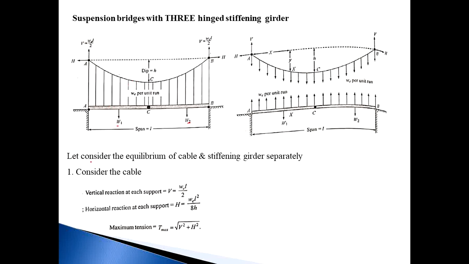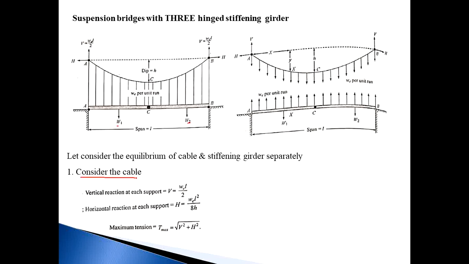First, let's consider the equilibrium of the cable and stiffening girder separately. First consider the cable. This sketch is for the cable and this is for the girder. On the cable, WE acts vertically downward, and on the girder it acts vertically upward. At A, due to this vertical downward load, the reactions become upward.